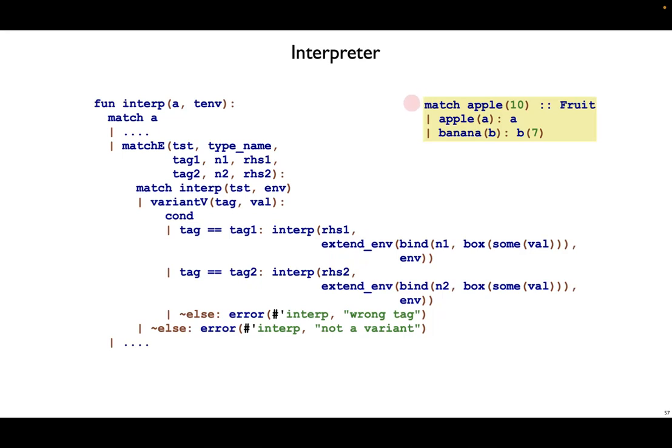If we're matching on the variant apple 10, then we'll see that the tag for this value matches the tag apple. So we'll extend the environment to have a bound to 10 and go on to interpret the right-hand side 1. If we were matching on a banana, we'd go through a similar process. We'd see that the tag is equal to banana, and we would go down the second right-hand side branch with a binding for b.